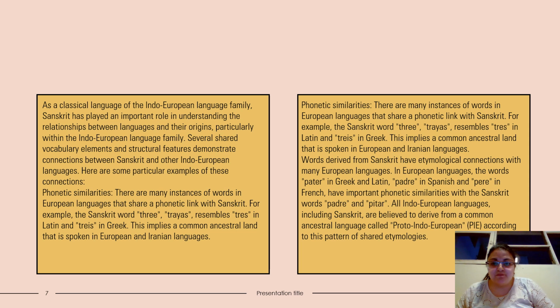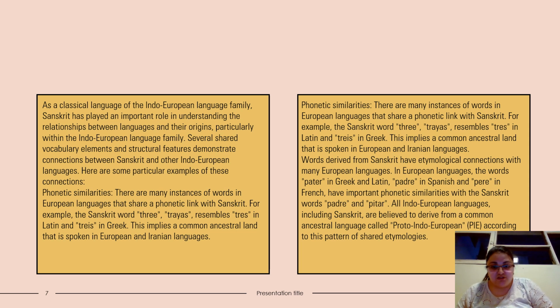Words derived from Sanskrit have etymological connections with many European languages. In European languages, the words pater in Greek and Latin, padre in Spanish, and père in French have important phonetic similarities with the Sanskrit word pitar.